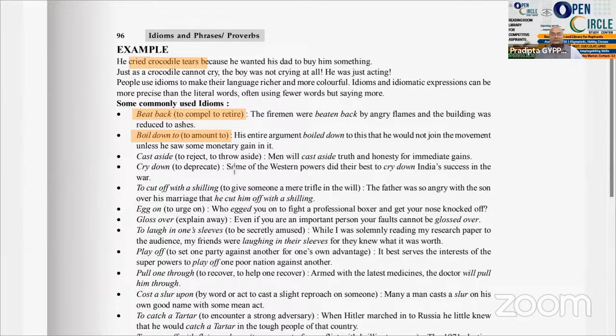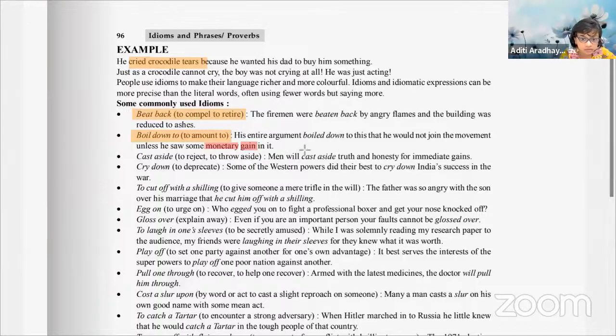Boil down to. Now read the sentence, Aditi. His entire argument boiled down to this, that he wouldn't join the movement unless he saw some monetary gain in it. Sir, what is the meaning of monetary? Monetary means money, involving money, financial. Write down the words. Monetary means involving money. Gain means?